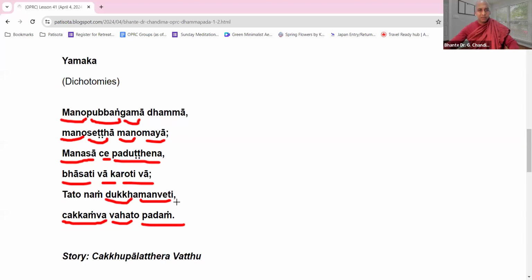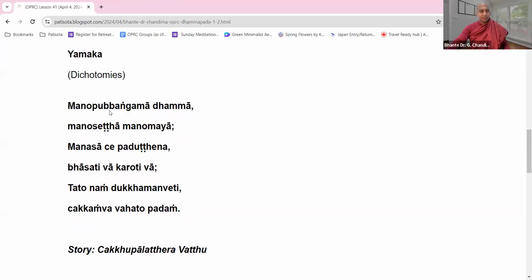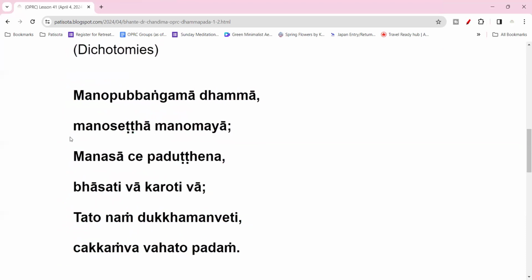All right, so we're going to give this opportunity to groups. Group one, number one. Anybody from group number one? Bhante, yes, Annie. Thank you, Bhante. Mano pubbangama dhamma, mano settha, mano maya, manasa che padutthena bhasati va karoti va, tato nam dukkham anveti, cakkam va vahato padam. Great. Thank you.